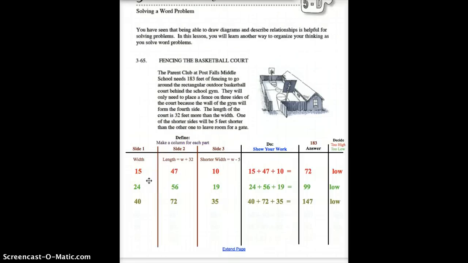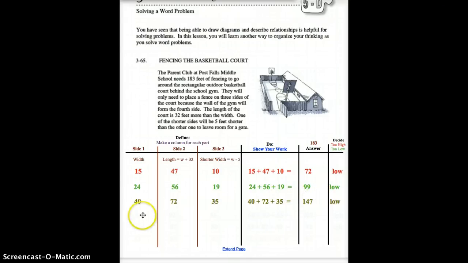So let's pick 40. Hopefully that'll get us much closer. 40 plus 32 is 72, and 40 minus 5 is 35. Let's add those up. 40, 112, 147. Holy cow, I'm still too low.